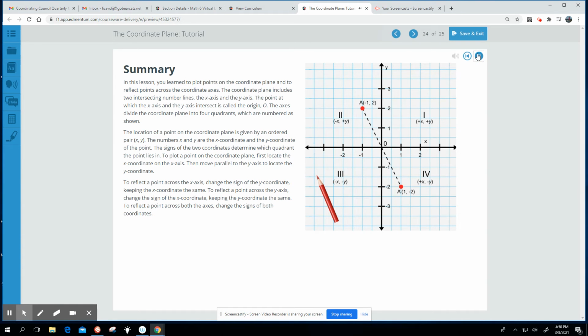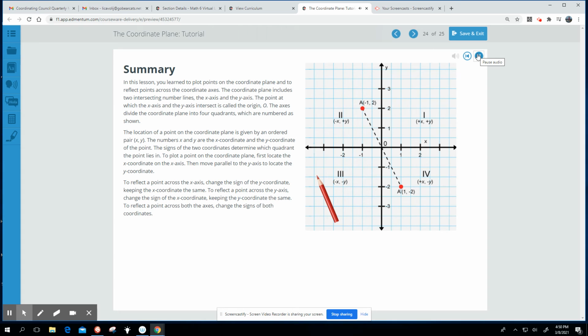Summary. In this lesson, you learned to plot points on the coordinate plane and to reflect points across the coordinate axes. The coordinate plane includes two intersecting number lines, the x-axis and the y-axis. The point at which the x-axis and the y-axis intersect is called the origin, (0, 0). The axes divide the coordinate plane into 4 quadrants, which are numbered as shown.